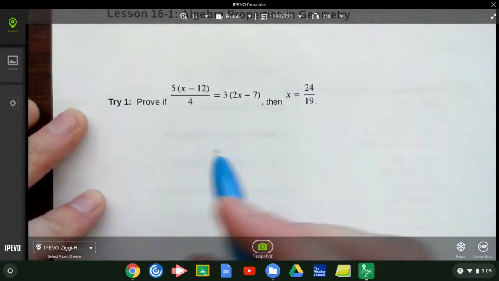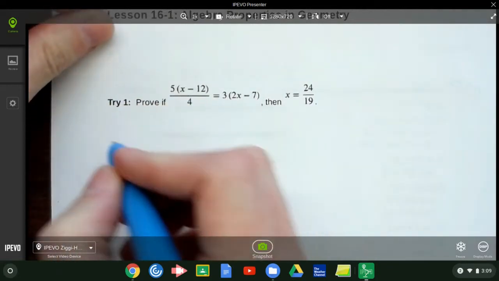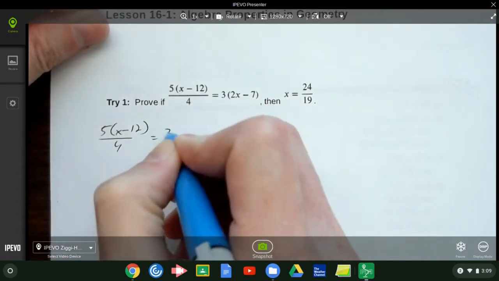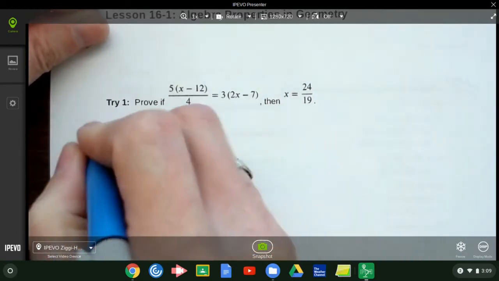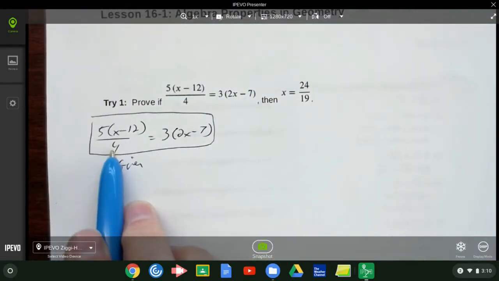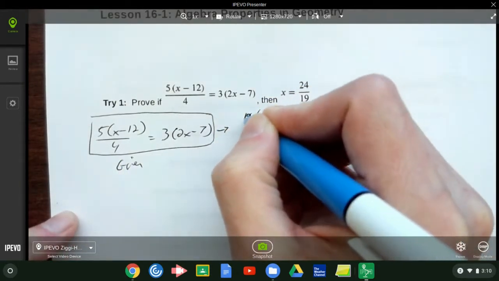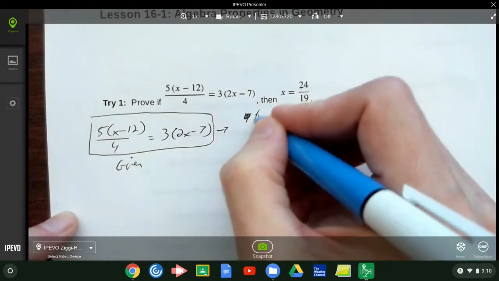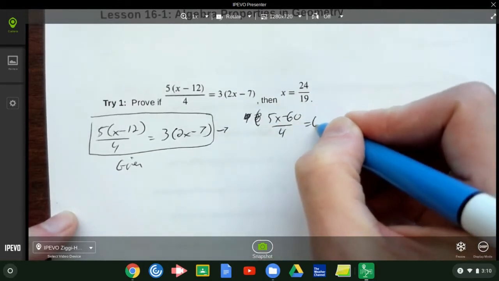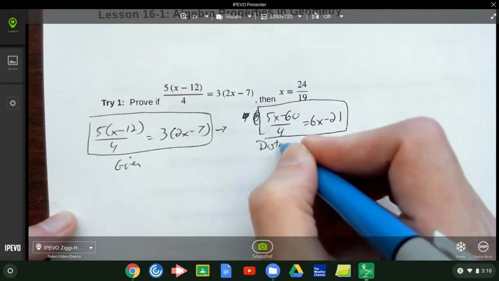So now that we're done, hopefully you're able to complete your last step. Now your last step could be a little different than mine, but let's see what happens. So (5x - 12)/4 = 3(2x - 7). That was my given statement. Now I'm dividing by 4, so to undo that, I'm going to multiply by 4 on both sides. Actually, no, I'm sorry. I missed my distributive property. So let's do that first. (5x - 12)/4 = 6x - 21. Distributive property.